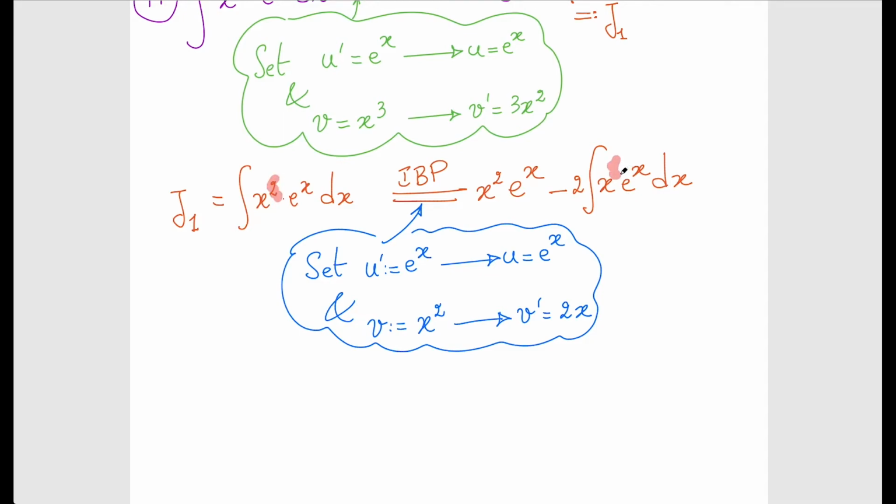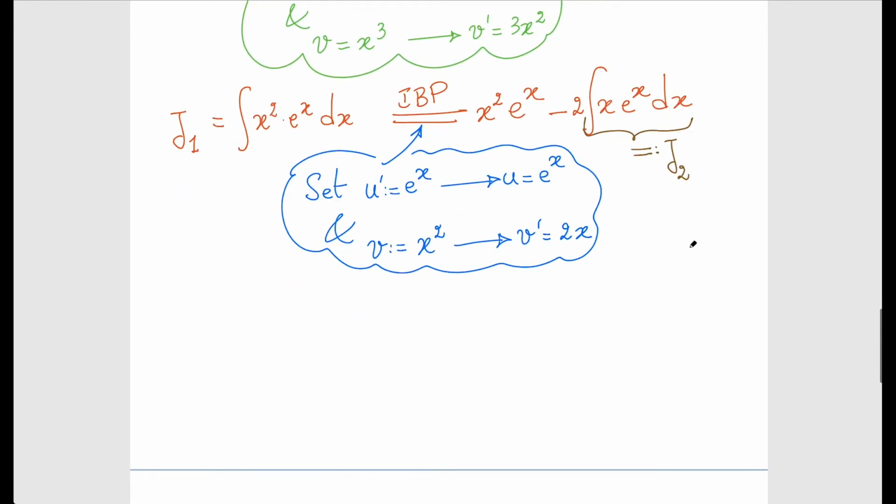Now it's 1. Next time is going to allow us to force this to disappear, because we're going to have x to the power 0, which is 1. So one more time, let's choose a new color. Let's call this guy j sub 2. j2 is defined to be the integral of x e^x dx.